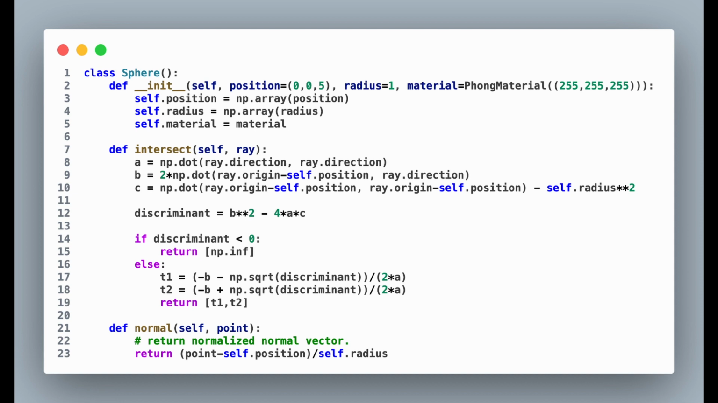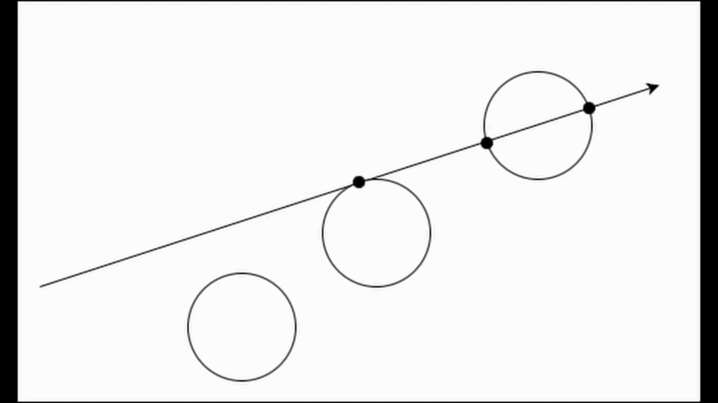For any primitive in the ray tracing, we just need two functions. First, we need a function that computes the intersection with the ray. Secondly, we need a function that computes the normal at the points on the surface. For the intersection, if the ray missed the circle, then there's no intersection. If the ray hits the edge of the circle, there will be one intersection. Finally, if the ray hits the middle of the circle, there will be two intersections.